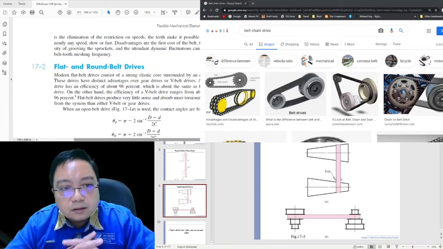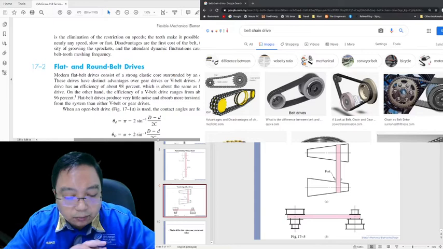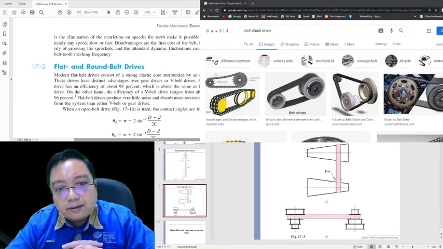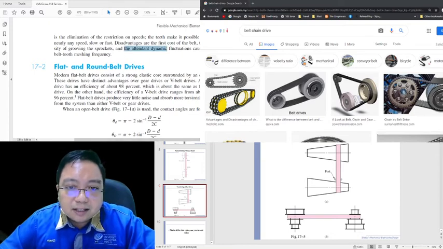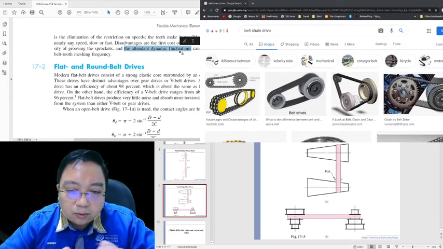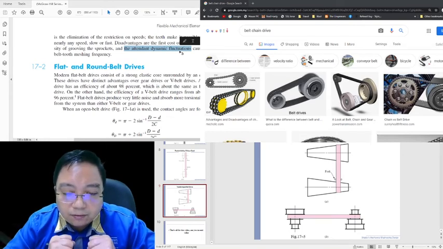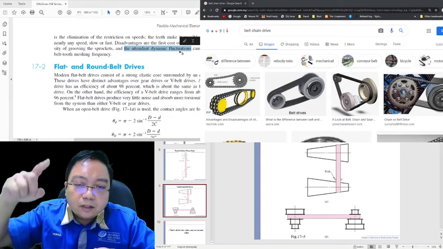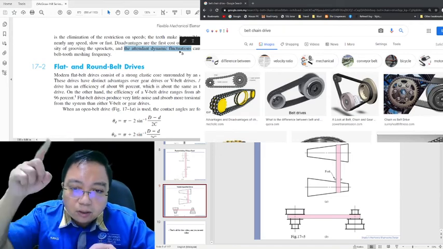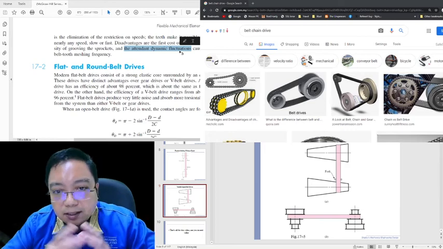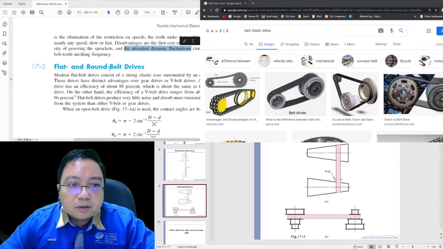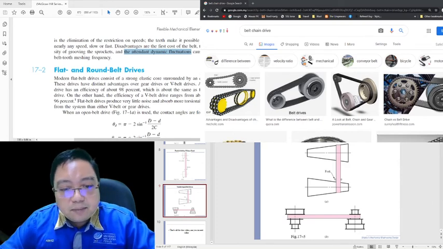So when using the timing belt, of course you know in a car it will have dynamic fluctuation, meaning that we go up and down, up and down. You drive faster, it will go up. You drive slower, it will go down. And you jump into a hole, it will go up and down. So that is called the dynamic fluctuation, caused by belt tooth meshing frequency.